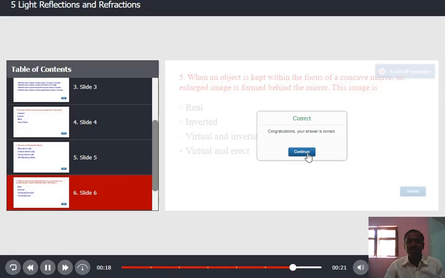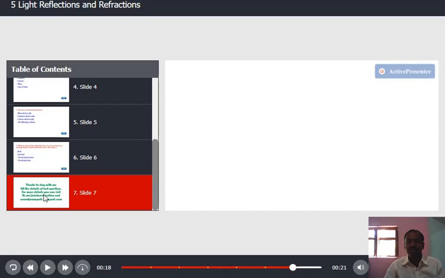In this way, we discussed these 5 multiple choice questions, and all questions are related to the different types of mirror.